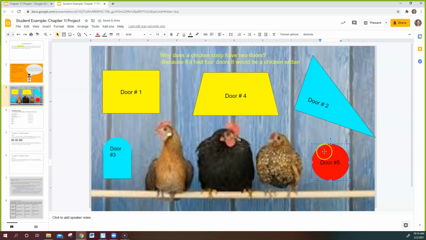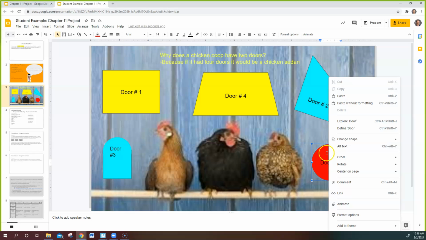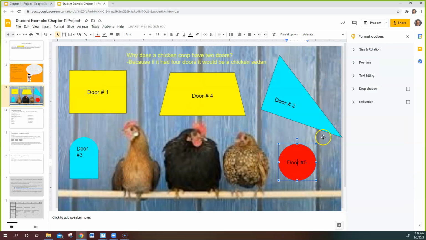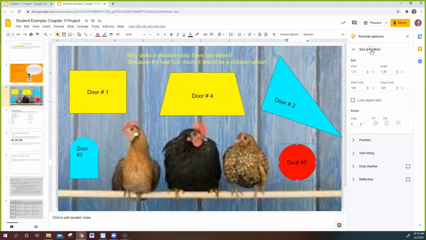But here's the important part. How do I know the size? You have a couple of options. Your best option is right here. Do a right click and go down to Format Options. And the video explains this. So when I go to Format Options, the first item is Size and Rotation. When I click on that, this is the width and the height. Now it's a circle, so the width and the height are the same thing, but that's basically my diameter.